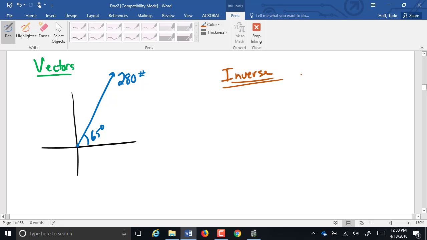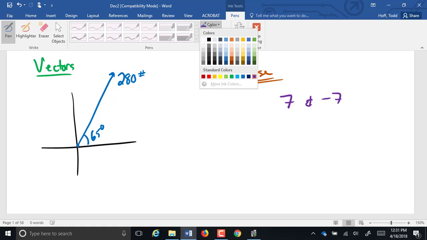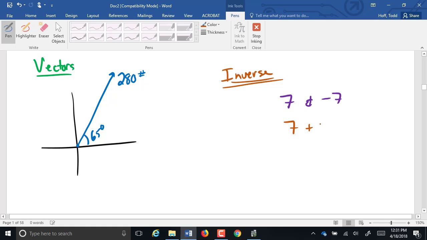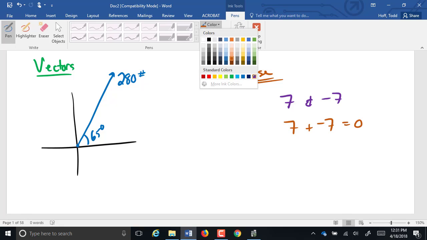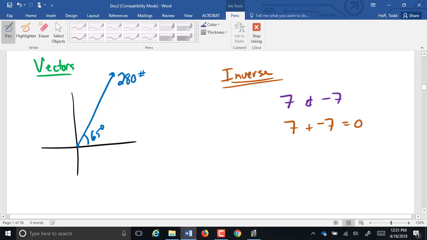The inverse of a vector is the opposite of that vector. In other words, just like we know that 7 and -7 are inverses. Why are they inverses? Yeah, 7 plus -7 equals 0. When I add them together, I get 0. I get nothing. So the inverse of a vector, when added to the regular vector, has to end up at 0. In other words, right back where we started.